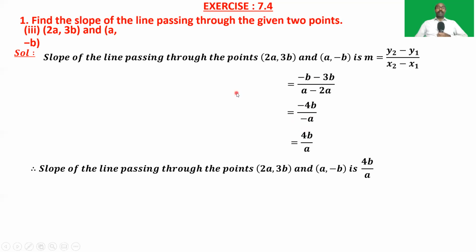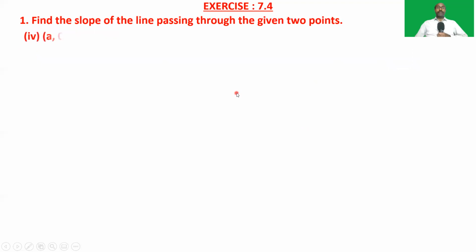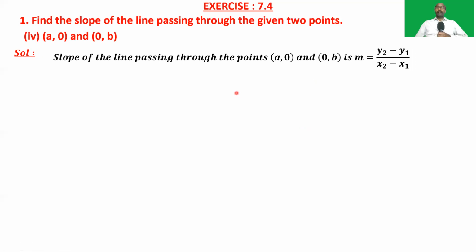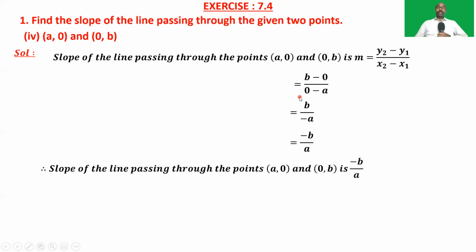Now the fourth problem is a comma 0 and 0 comma b. This is also the same procedure. So slope is b minus 0 by 0 minus a, that is b by minus a, and we write it as minus b by a. So the slope of the line passing through a comma 0 and 0 comma b is minus b by a.